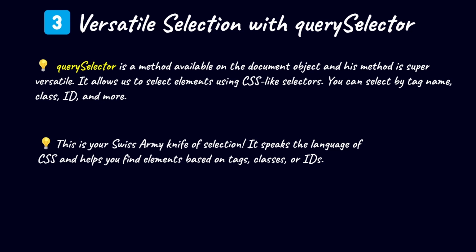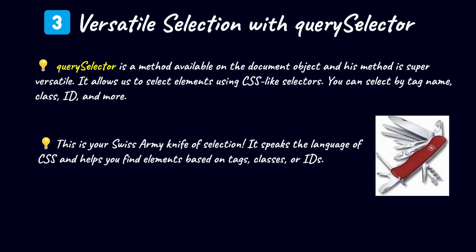Basically what does it mean? That it is multi-function, right? This is your Swiss Army knife. It speaks the language of CSS and helps you find elements based on tags or IDs. I will show you the practical implication which will make it clearer what I am trying to say. But this is something which is really helpful. So it's time to learn querySelector. Let me show you one by one example.